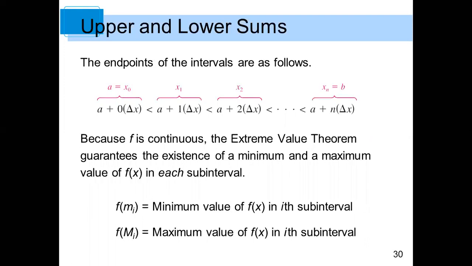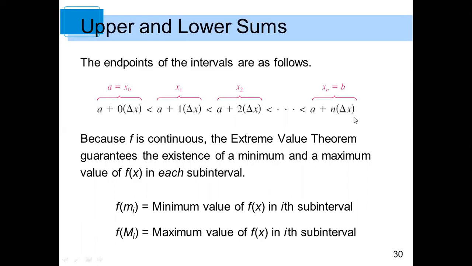Okay? The endpoints of the intervals are as follows. So the left endpoint of the first rectangle is just going to be a. But in terms of delta x, it'd be a plus 0 times your change in x. The next one would be a plus 1 times change in x. The next one would be a plus 2 times delta x. And the last one would be a plus n times delta x.